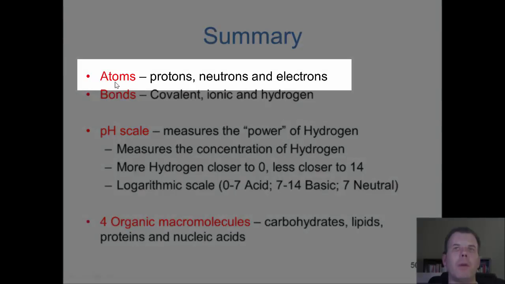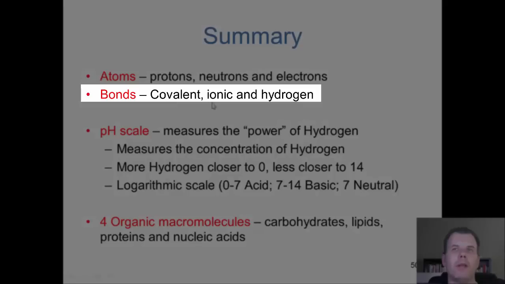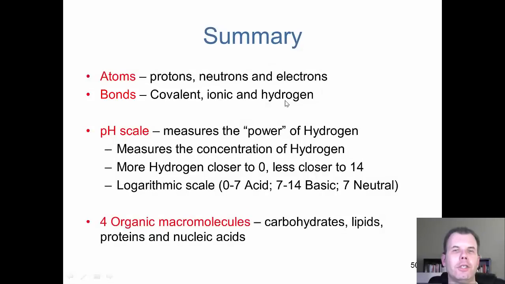So we talked a little bit about atoms, and again, atoms are made of protons, neutrons, and electrons. You have the same number of protons as electrons, positive, negative charge. Neutrons are the space fillers, okay, and they have no charge. We talked about the three types of bonds, covalent, ionic, and hydrogen. Covalent is sharing, ionic is donating and accepting, and hydrogen is those charges, the positive and negative charge of the two molecules, and they form a weak bond. Again, it's arranged strongest to weakest, okay?